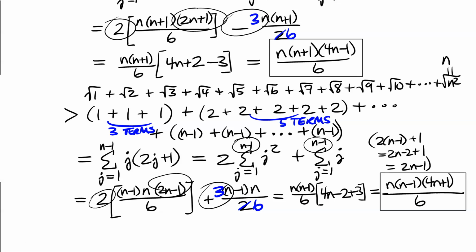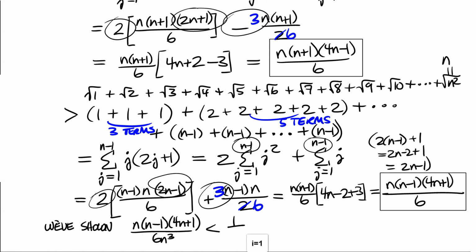So let's go ahead and think about the inequalities we get now if we divide by n cubed. What we've really shown then is the following. I have just enough room to put this here at the bottom. So we've shown that n minus 1, 4n plus 1, all over 6n cubed, because I'm going to divide it by n cubed, is less than 1 over n cubed times this sum, which is less than the other sum we have up there, n plus 1, 4n minus 1, all over 6n cubed.